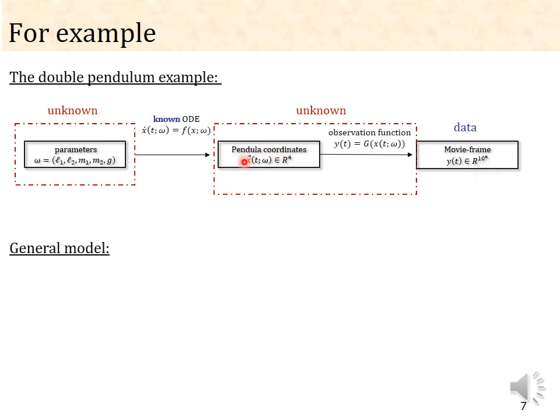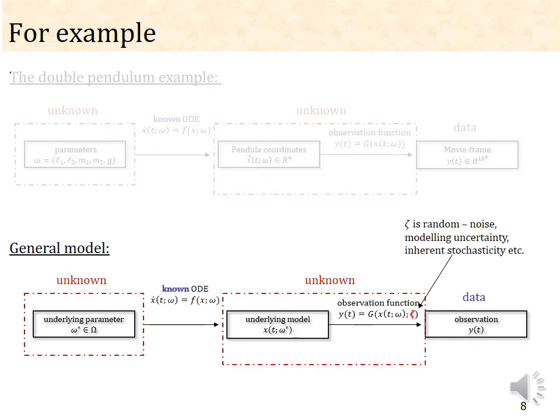And the relationship between x and y is some unknown observation function. So there is a function g, which takes x's to y's, takes a coordinate, a point in phase space, to a movie frame, but we don't know it. And generally, this problem is, and I'm starting to introduce the notation that we'll need.